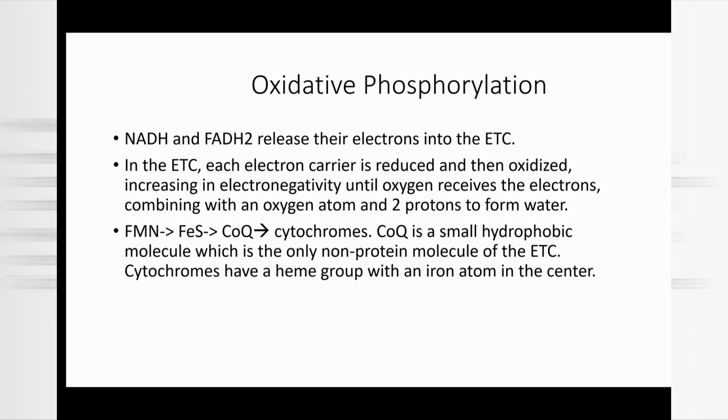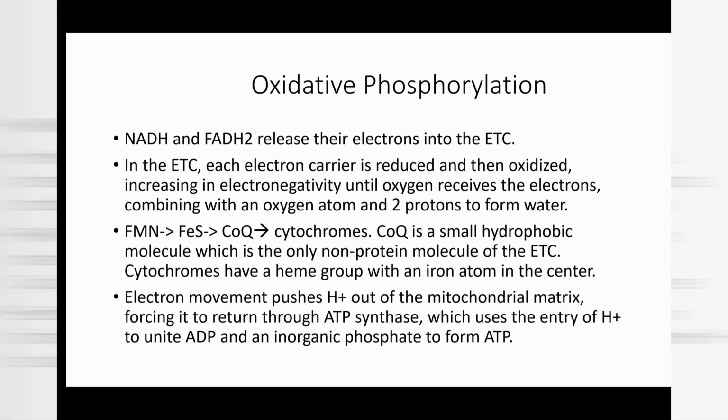So, a quick note about coenzyme Q is you might see it sold as a nutrition supplement, but it's also known as ubiquinone, and it's a small hydrophobic molecule. And what's really important about it is that it is the only non-protein molecule of the electron transport chain. Now, another thing important about cytochromes is that they have a heme group with an iron atom in the center. If you know anything about red blood cells and hemoglobin, there's also an iron atom in the center of that. So think of cytochromes as being like hemoglobin, except slightly different in its chemical composition.